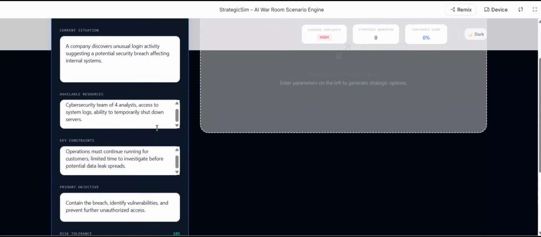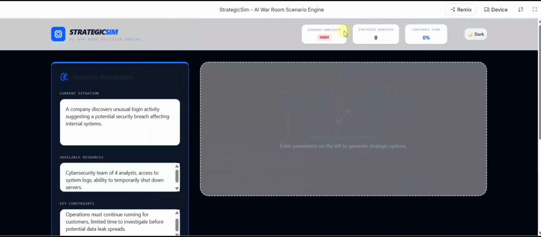And let's scroll up. So, as you can see over here, there is a severity indicator. Currently this has been set to high. This provides instant situational awareness. Just by looking at it, the decision makers understand the urgency and the scale of response that is required.